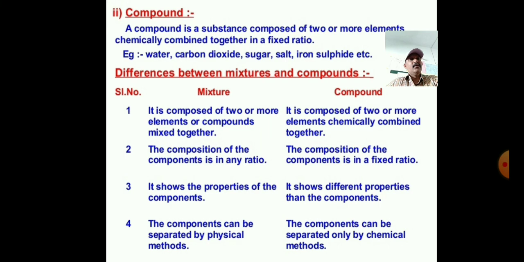We can use easy methods to separate the mixture. Those methods are called physical methods, whereas in a compound the components can be separated only by chemical methods. These chemical methods are very difficult for separating the components, even though we can separate them. So I think you have understood every point that we have discussed in this class.